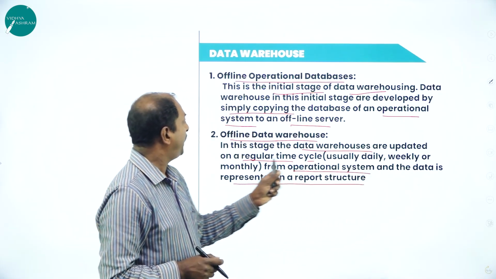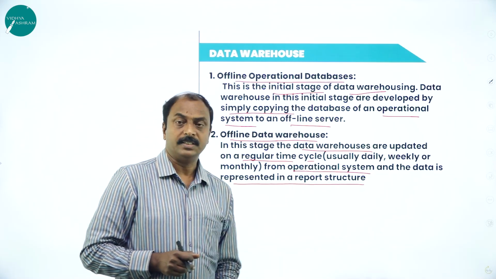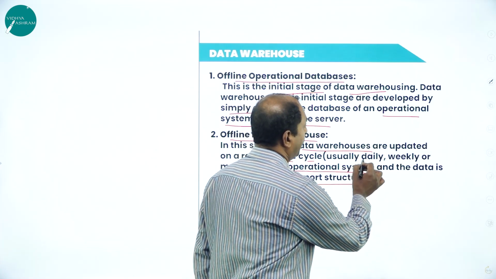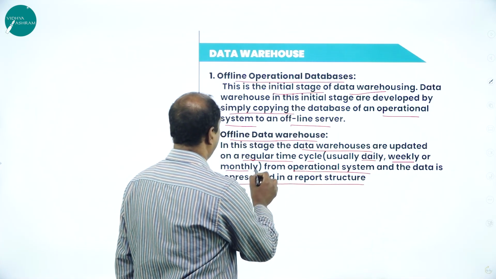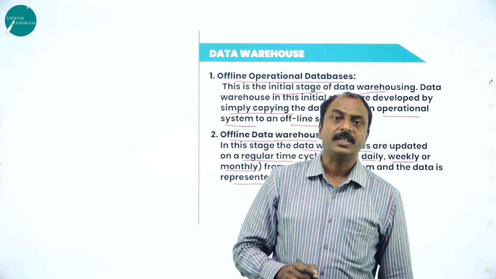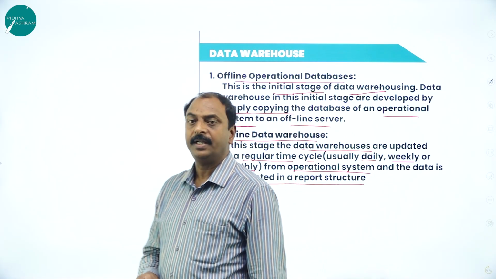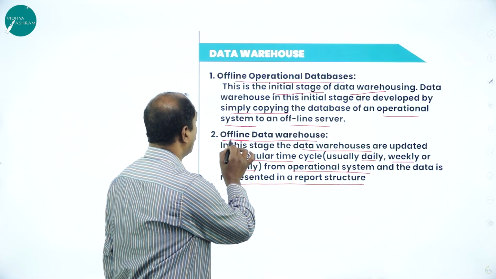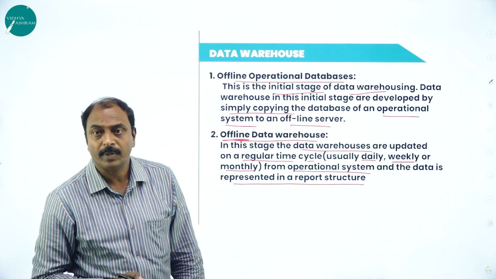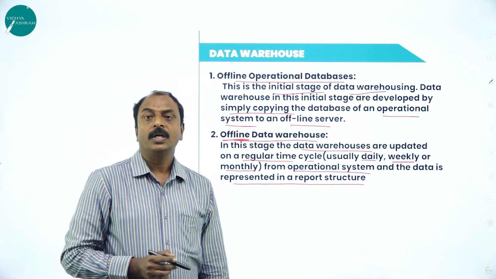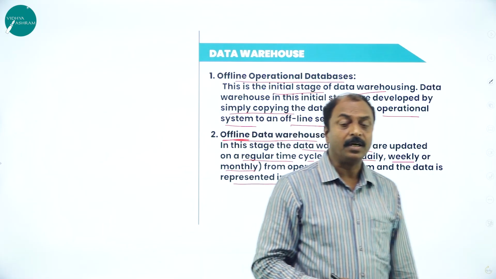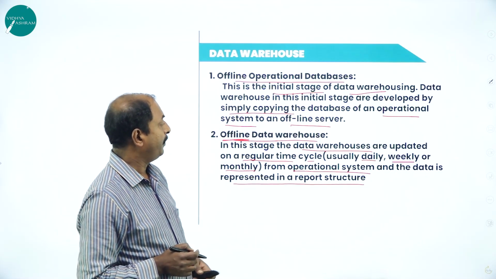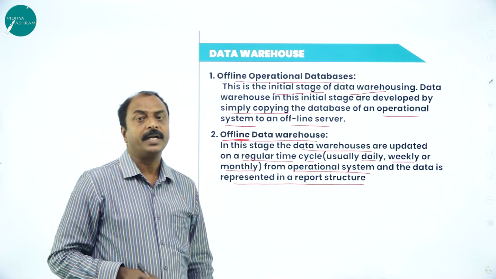These are updated on a regular time cycle. Suppose I want to update the database, for example, daily, weekly, or monthly. The database in offline systems is updated at regular intervals because it is not online, it is offline. We have to keep that in mind. In an offline data warehouse, the data are updated at regular intervals of time.